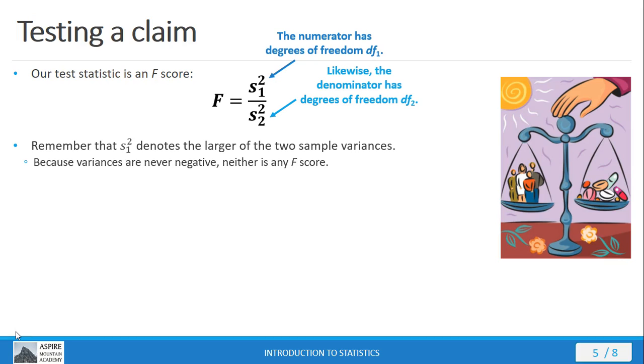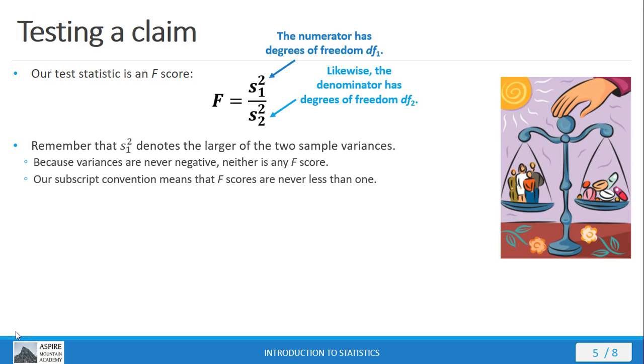So you're taking a positive number, dividing it by a positive number, you're going to get a positive number. So the F-scores are never negative, they're always positive. And because of the convention of the way that we assigned which one is sample 1, which one is sample 2, we're always putting that larger variance on top. So you've got a larger number divided by a lesser number. So the number that comes out of that division is always going to be greater than 1. It's never going to be less than 1.